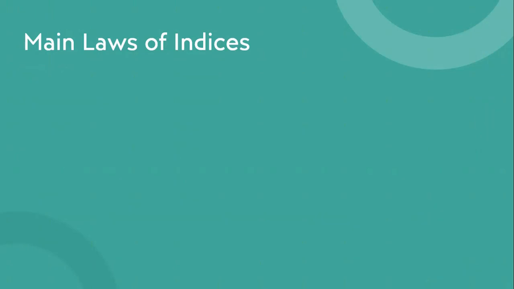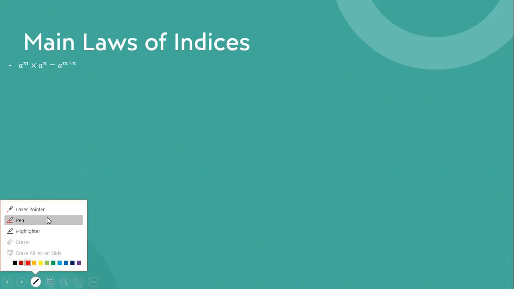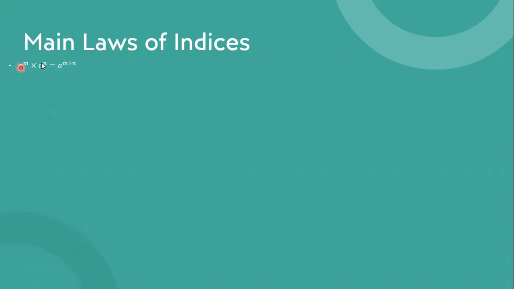So the main laws of indices, these are important to know, and the first one is a to the m times by a to the n is equal to a to the m plus n. I know I say my m's and my n's very similarly, so I'm trying my best to enunciate them. What does that mean? If you multiply two numbers, you add the powers. So a to the m plus n.